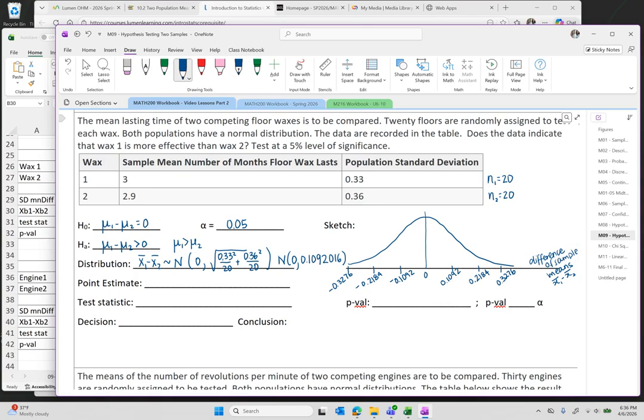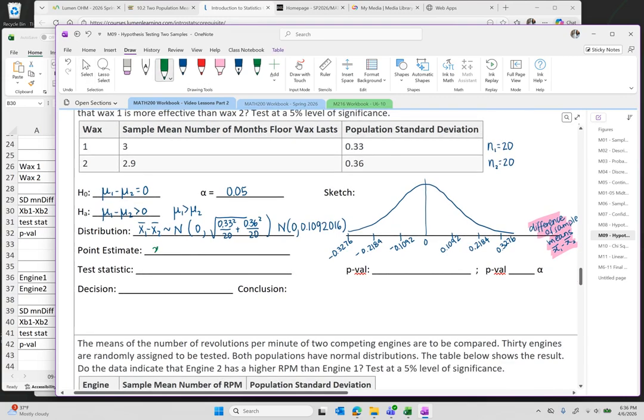So when I sketch my normal distribution here, I will have 3 tick marks to the left and to the right of the mean. The mean is 0. This is the mean difference. So notice here what is our variable name is the difference of the sample means, and every tick mark will be 0.1092. Our point estimate is the difference of the two means that we found, so it will be actually the x1 bar minus the x2 bar, and that is equal to 3 minus 2.9 or 0.1.